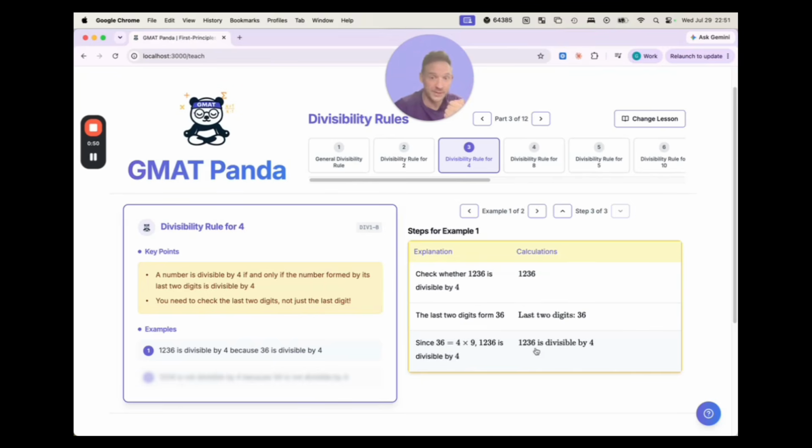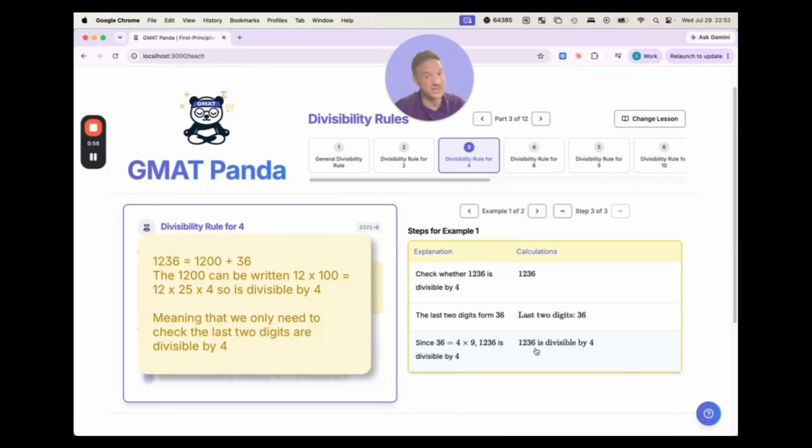The reason why this works is because any number bigger than the last two digits will essentially end in 00, and it will be divisible by 100, and therefore 4 will also go into it.